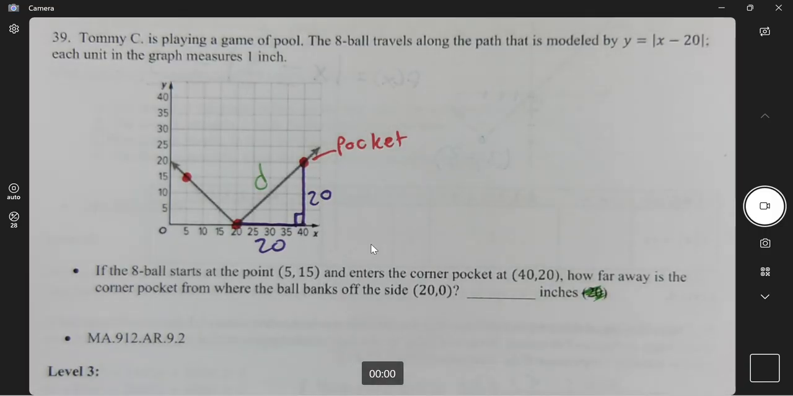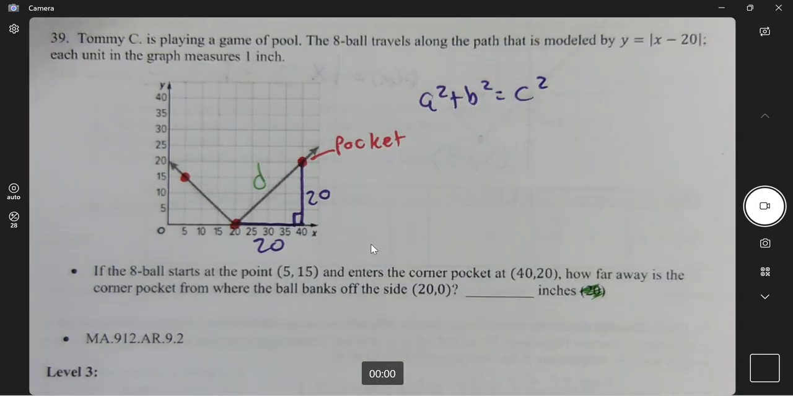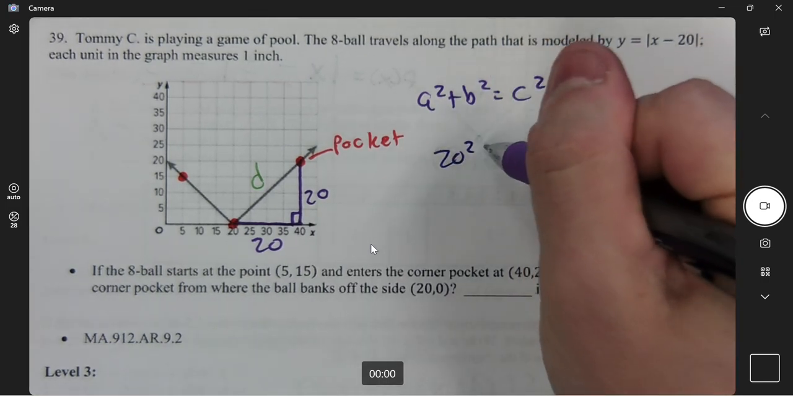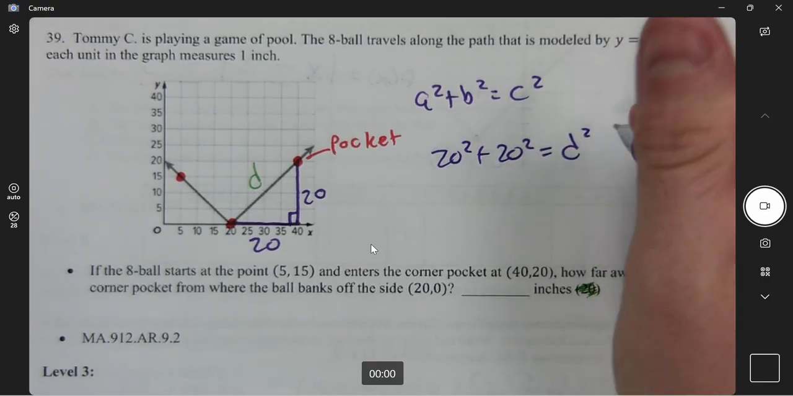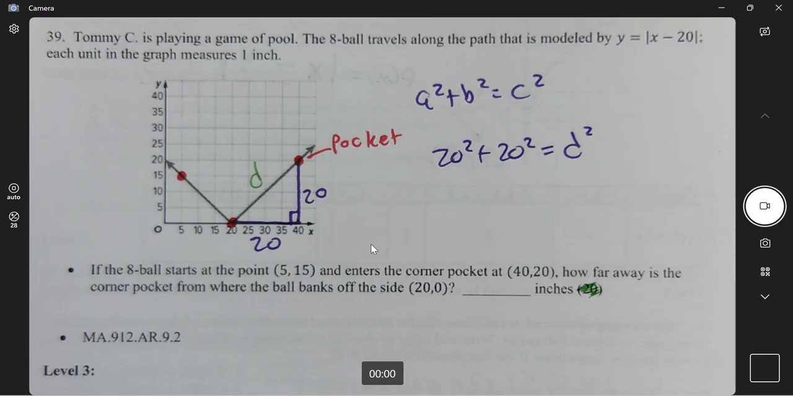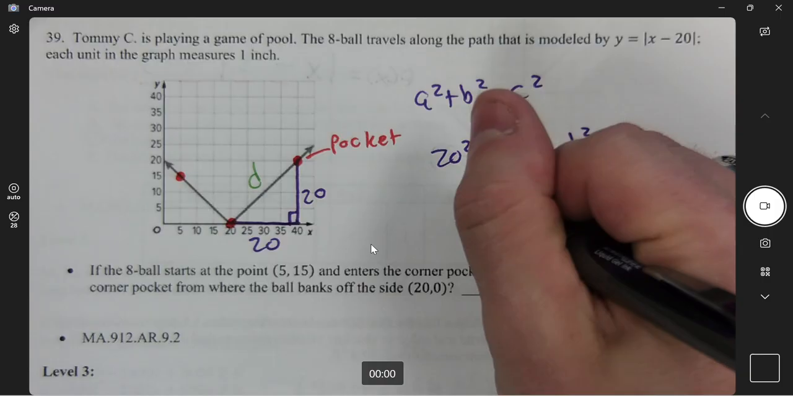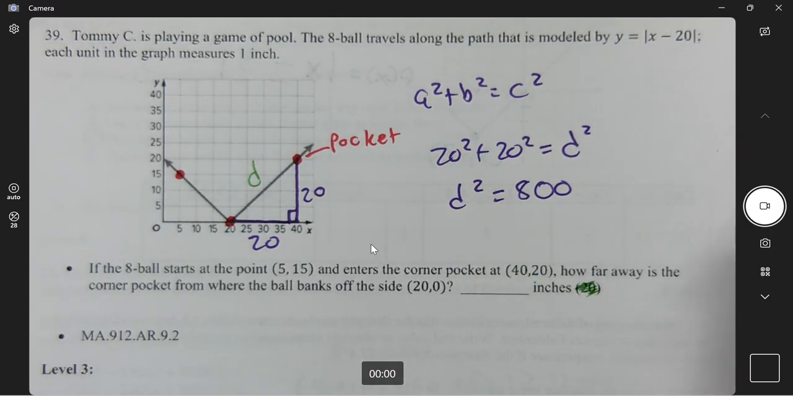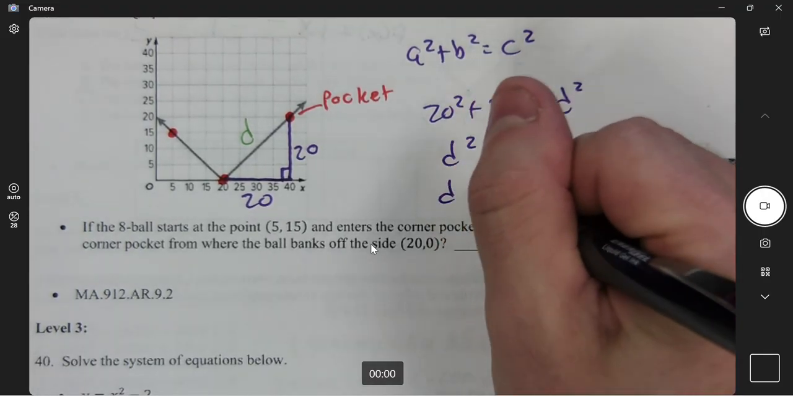Or you could just do the Pythagorean theorem that says a squared plus b squared equals c squared, where c is always the hypotenuse. So for us, that would be 20 squared plus 20 squared equals the distance between this spot and the pocket. On a calculator, this is going to be 400 plus 400 gives me 800. So I know distance squared is 800. Take the square root of both sides.